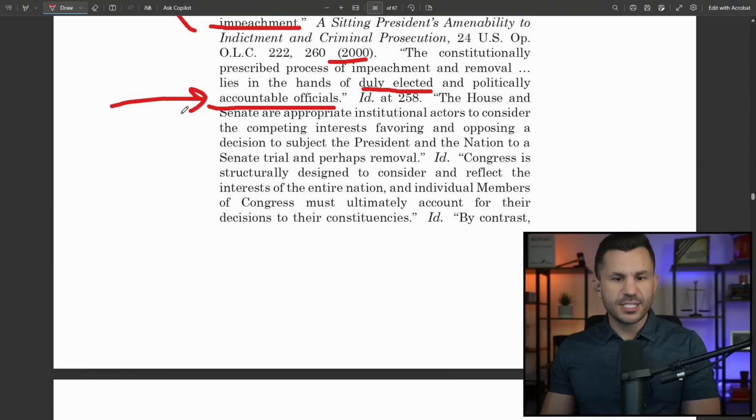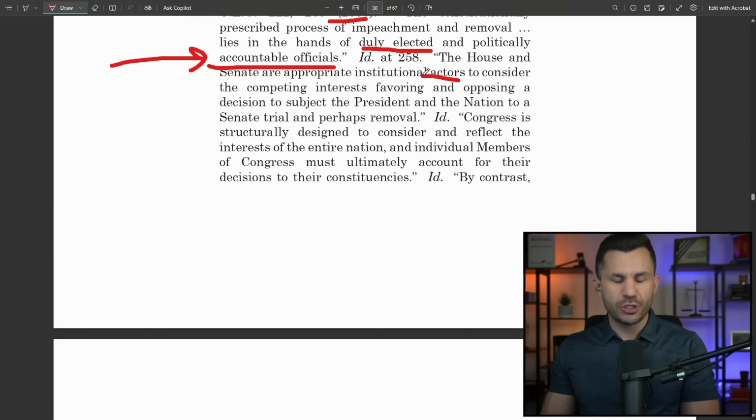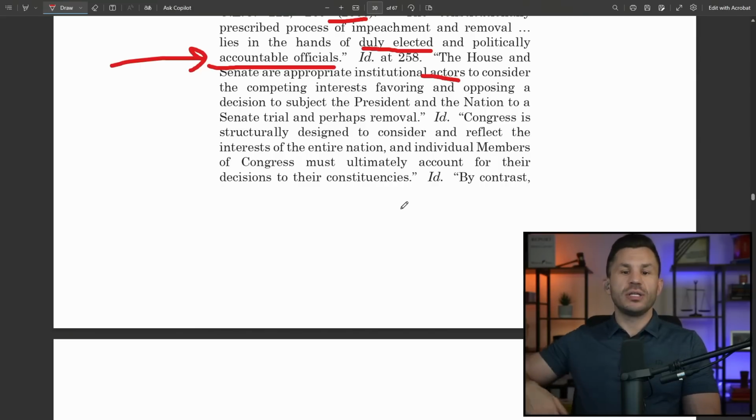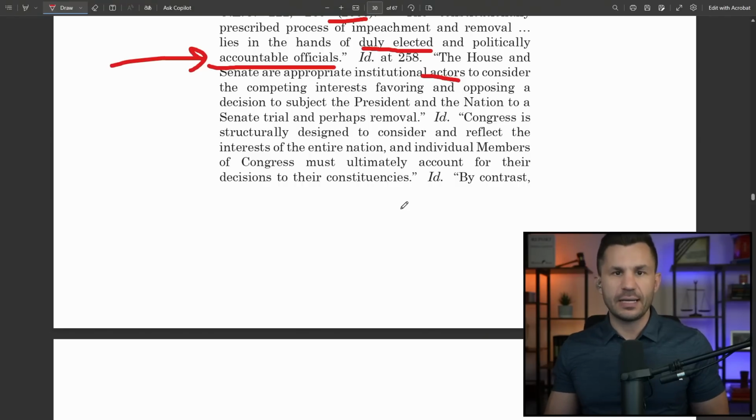The House and the Senate are the appropriate institutional actors, right? If you really want democracy, as the left keeps hyperventilating about, you let the country make their decision. Let us go to the polls and participate. You don't take the decision away from us, trying to throw him off the ballot in Colorado and everywhere else, and then also try to imprison him.